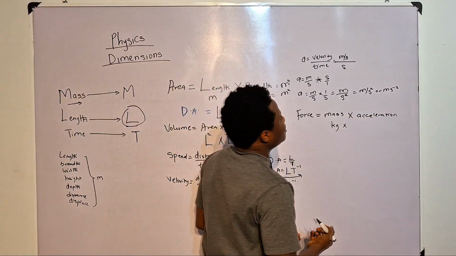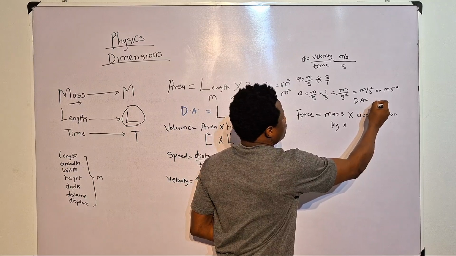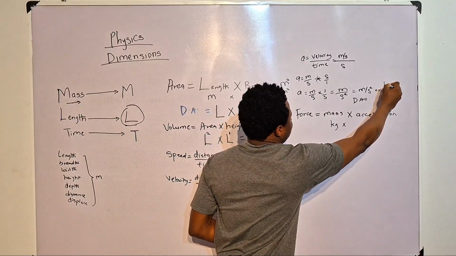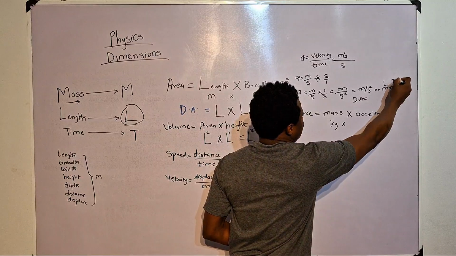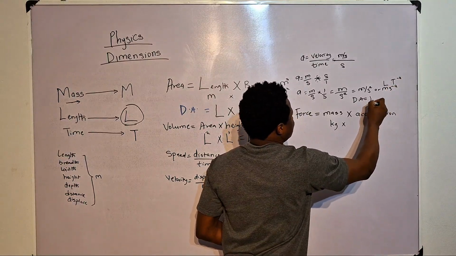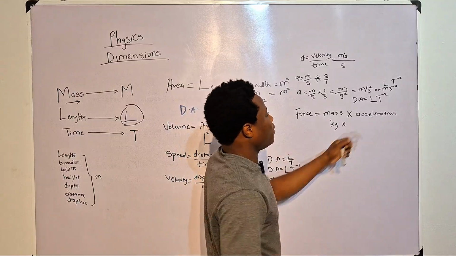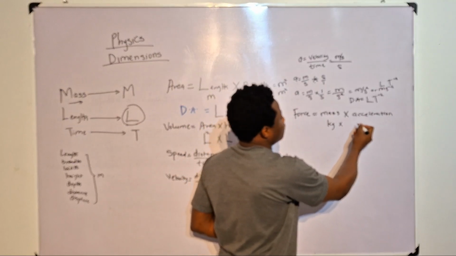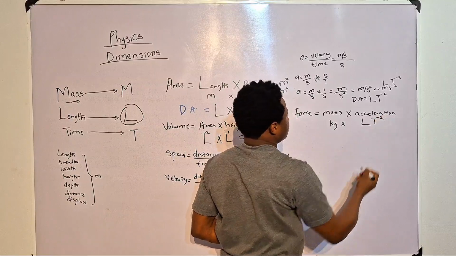Now, for us to get the dimension for acceleration, we know that L is for meter and T is for time. So you just carry this 2 and put back here. So it becomes LT minus 2. Now, we have gotten the dimensional analysis for acceleration. So we say LT minus 2.